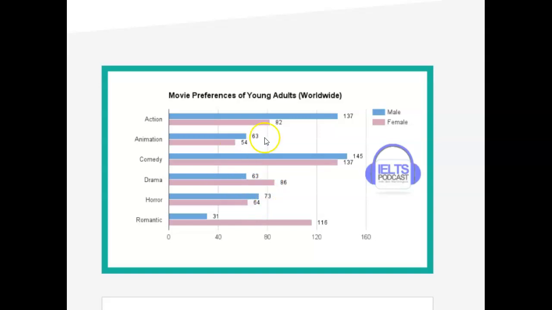Just say the remaining, and then say what they were. All were between 54 and 82. So you could have done something like that, or you could have said comedy was the most popular, romantic was the second. Similar in popularity among women were drama and action at around 85. And then you could say the least popular were horror and animation at under 65. You could do that.